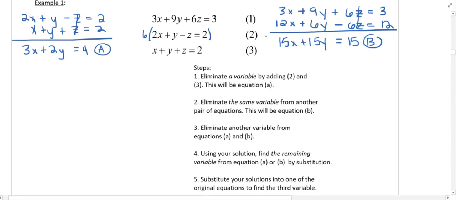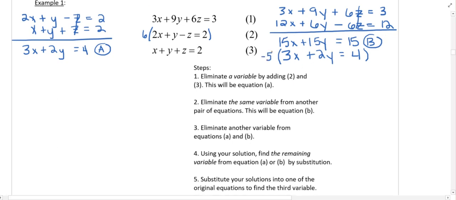So now you can go back to what we did in the very first part of this lesson to do your elimination. So let's say here you bring down equation A, 3x plus 2y equals 4. You want to solve that. Okay, so let's go ahead and eliminate the x's. So I'm going to multiply this equation by negative 5.